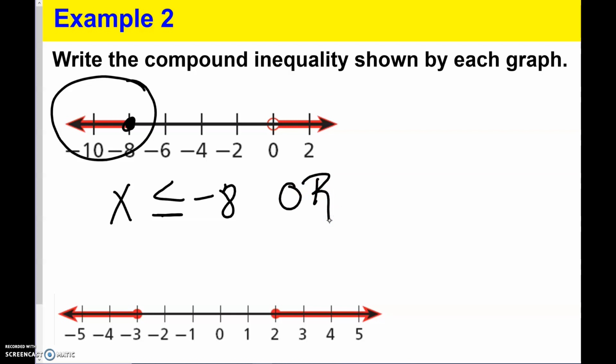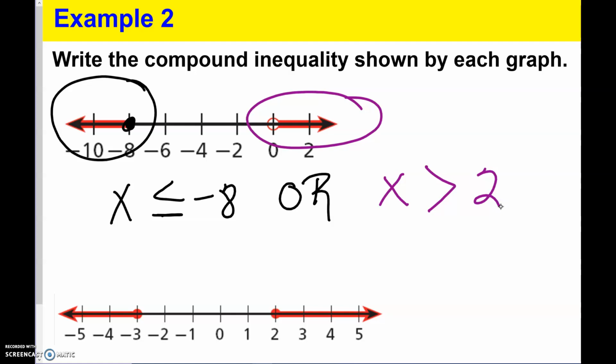And I'm going to write another inequality. So now this time I'm going to write it from here, and I always start with my letter. Then we'll have an open circle, so I'm not going to have that line underneath it. And it looks like any number bigger than. So bigger than is this way, and bigger than what number? 2.